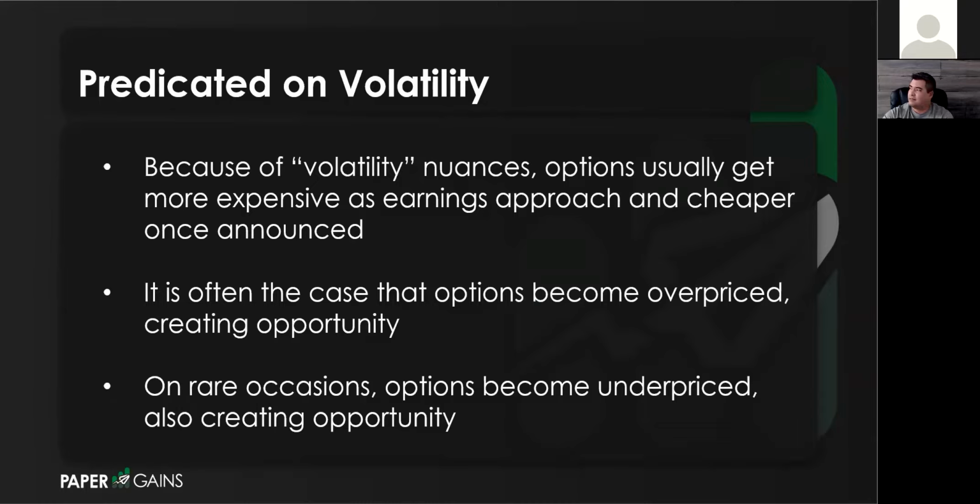We were looking at Netflix yesterday, and Netflix has an average move of 7%, and we'll give you all the tools to be able to calculate their average moves. I looked at that, and actually the option chain was priced for a 10% move. It actually moved 20%.